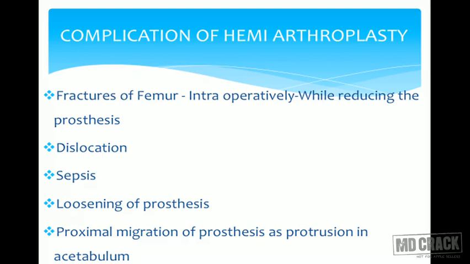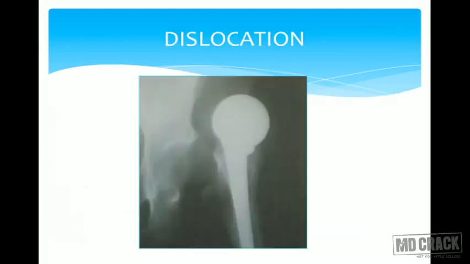There could be loosening, that is the whole implant may become very loose, and you can see that on the X-ray. And lastly, there could be complete proximal migration of the prosthesis, protruding into the acetabulum. Few further images will make it very clear. The whole implant has come out and there's complete dislocation of the head, and the implant has come out from its anatomical position. This is complete dislocation.